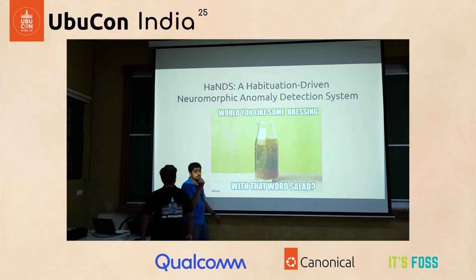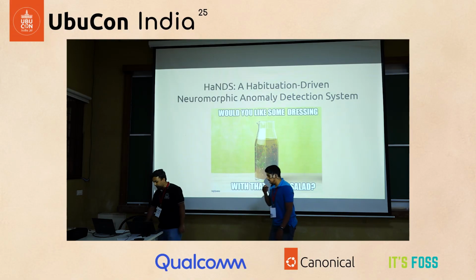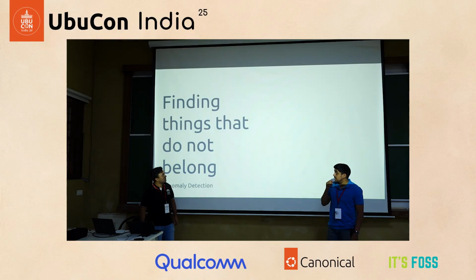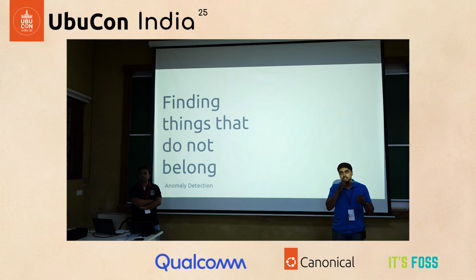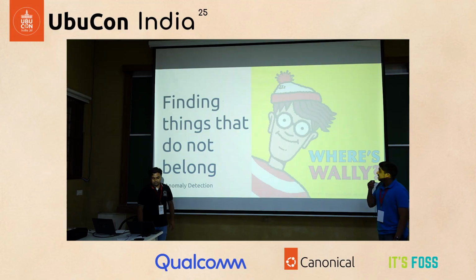Hello, everybody. So we'll start with anomaly detection. Anomaly detection is when you have a stream of data or a source, anything. It is finding out stuff that does not belong. As in, point. Next, moving on.